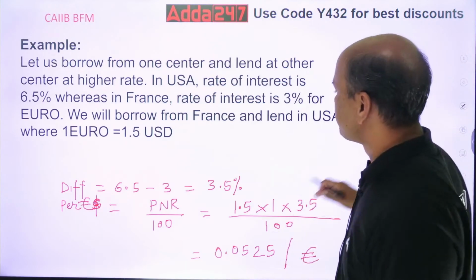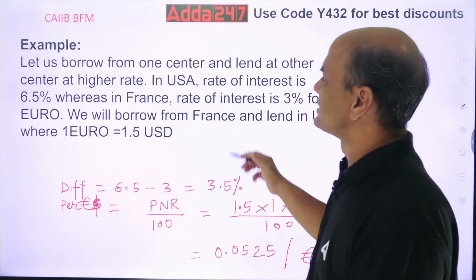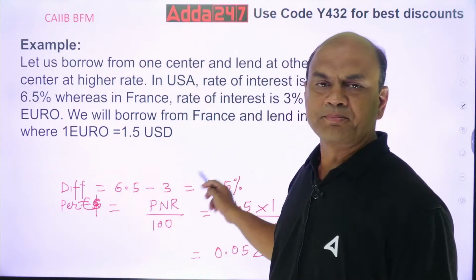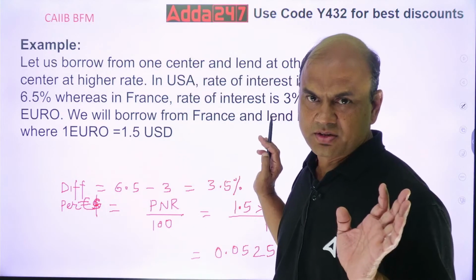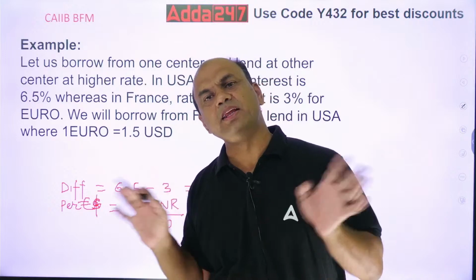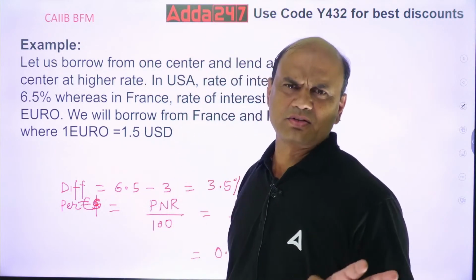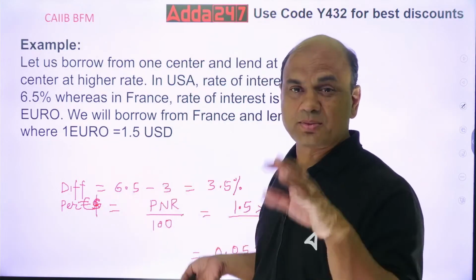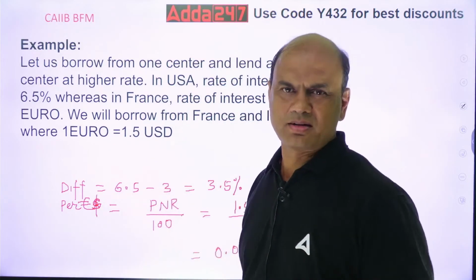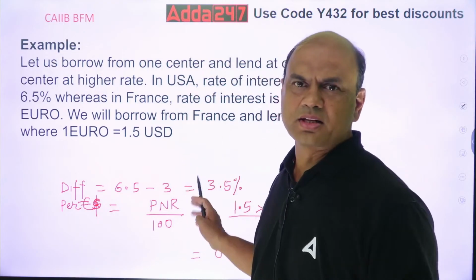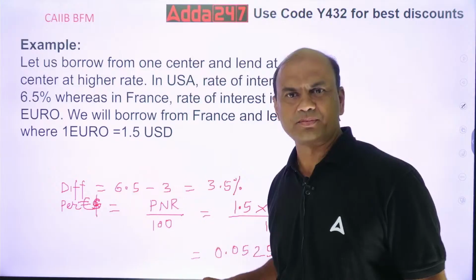Got it? So look at this difference: 6.5% minus 3% is 3.5%. This much extra I will be getting at any cost. Other commissions are not mentioned, so leave them. If they mention some commission, then you'll have to add and subtract it. Here nothing is mentioned, so directly 3.5% would be the net profit.